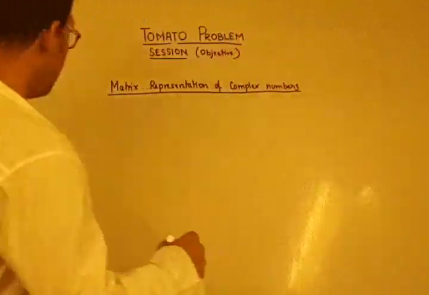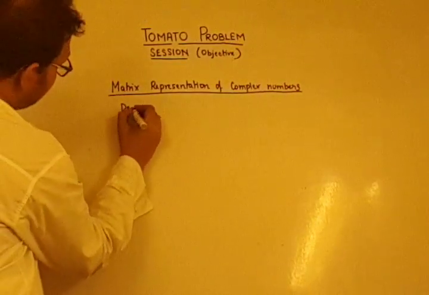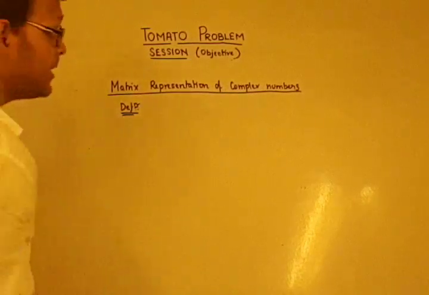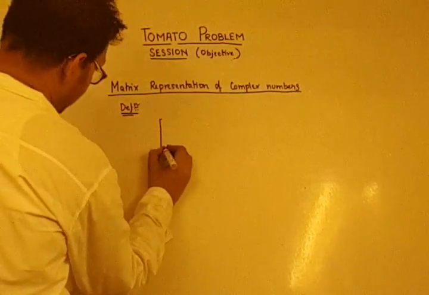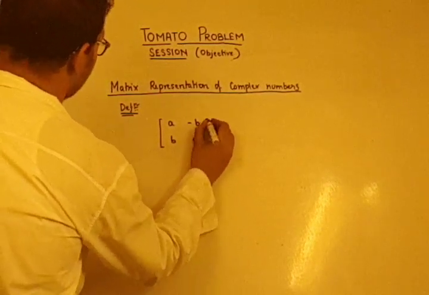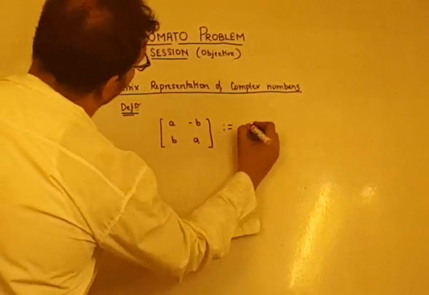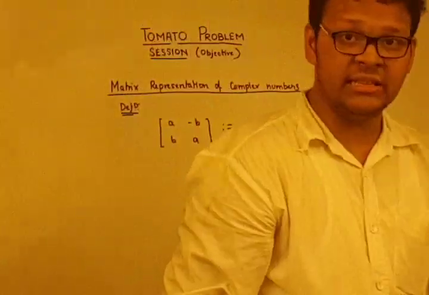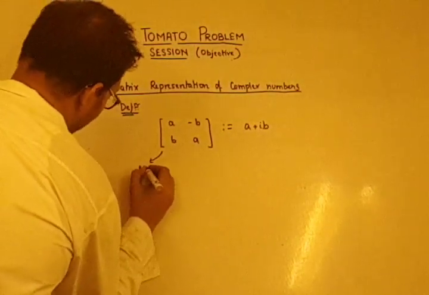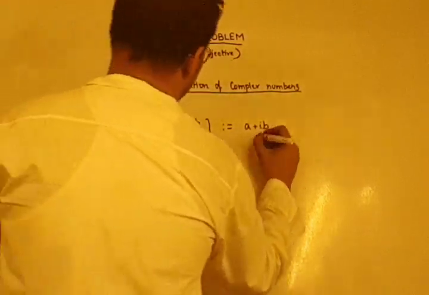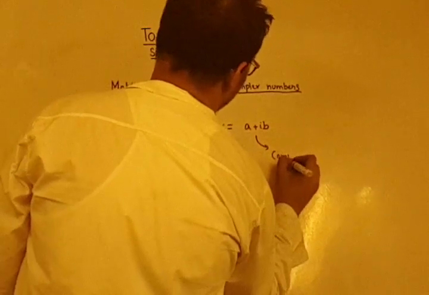So let's see. Remember that by definition, and I'll also explain why this definition comes, the matrix with rows a, minus b and b, a is defined by the complex number a plus iota b. Just remember that this is the definition. This is the complex number, and I represent it in matrix form, and this in complex number form.